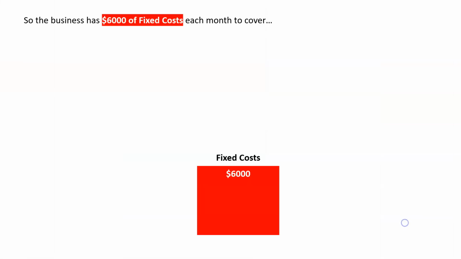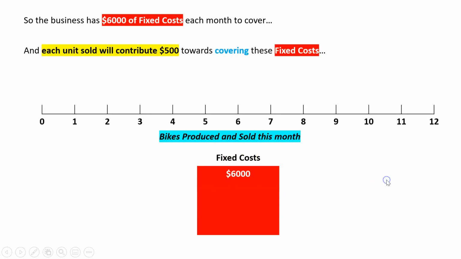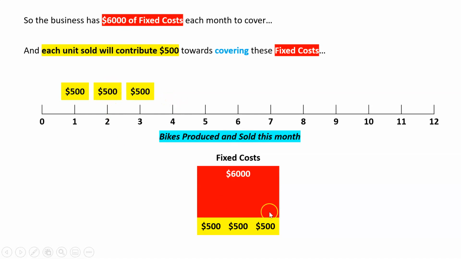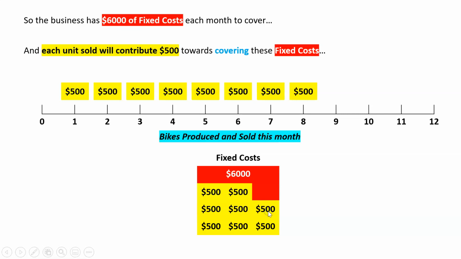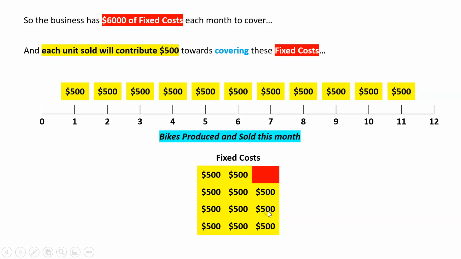So one way we can think of that is to say, well, we've got this big block of fixed costs here of $6,000 to cover every month. Every time we sell a unit, it's going to contribute $500 profit towards covering those costs. If we sell one unit, it's going to contribute $500. We sell another one, that's going to contribute another $500, and another one, and every time we sell one, it's going to cover a little bit more of these fixed costs. And eventually, if we sell enough, we're going to cover all of our fixed costs. So the contribution margin is the amount that each unit contributes to covering those fixed costs. That's going to lead to what's called our break-even point, and we'll look at how to calculate that next.